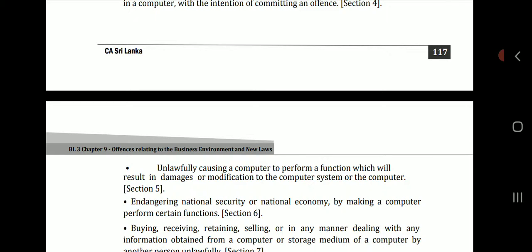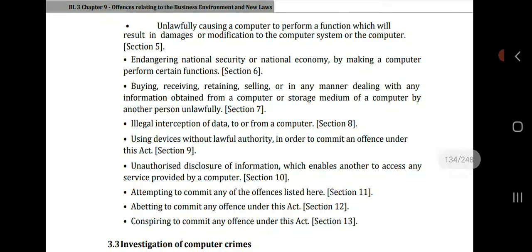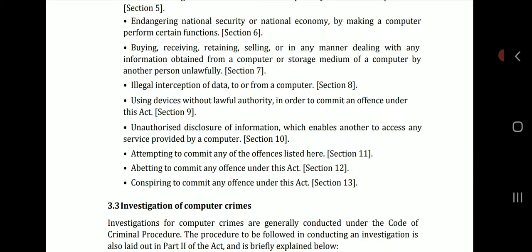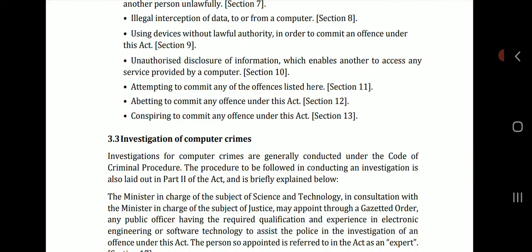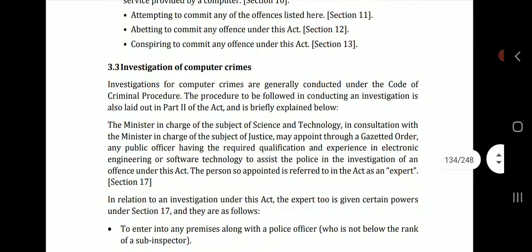Unlawfully causing a computer to perform a function which will result in damage or modification to the system or the computer; endangering national security or the national economy by making a computer perform certain functions; buying, receiving, retaining, selling, or in any manner dealing with any information obtained from a computer or storage medium by another person unlawfully; illegal interception of data to or from a computer. So those things are covered under the Computer Crimes Act.